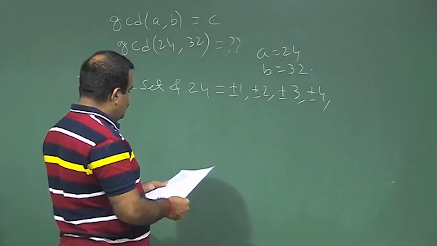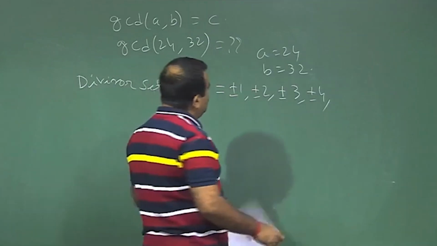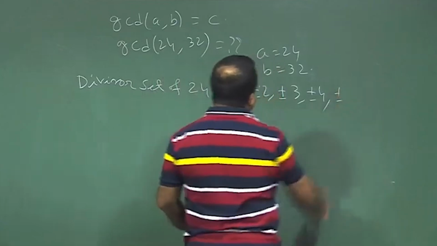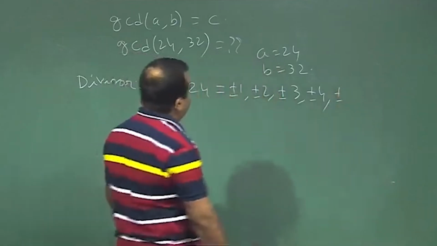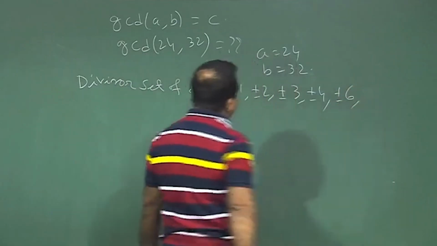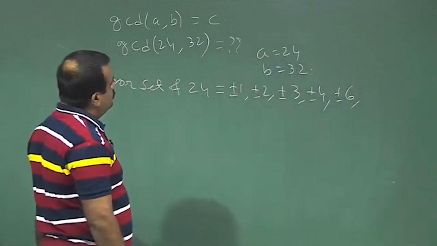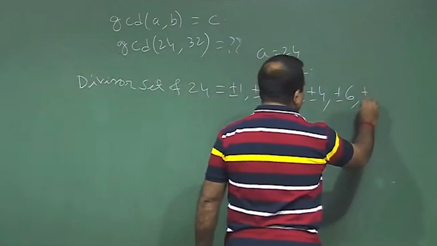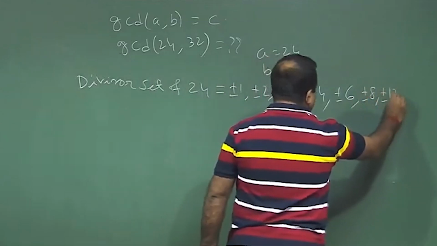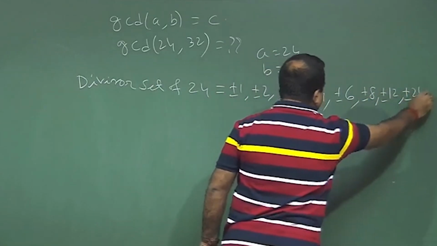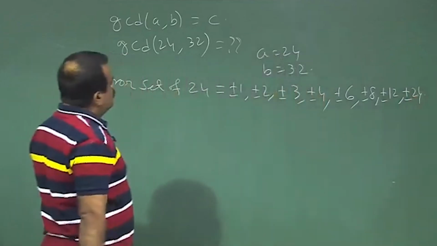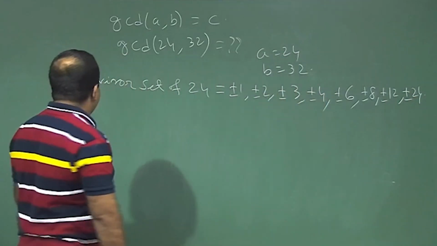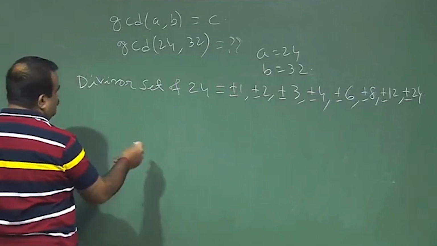and then plus minus 4, then plus minus 6, then plus minus 8, plus minus 12, plus minus 24. So, these are all divisors of 24. Now, this is the divisor set of 24.